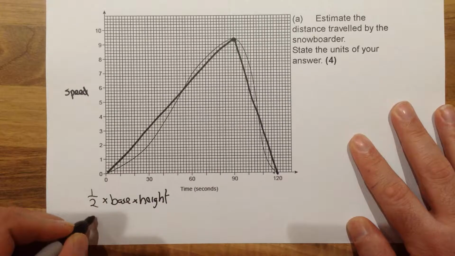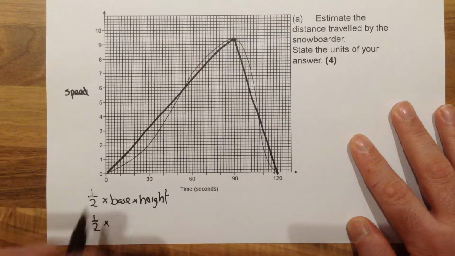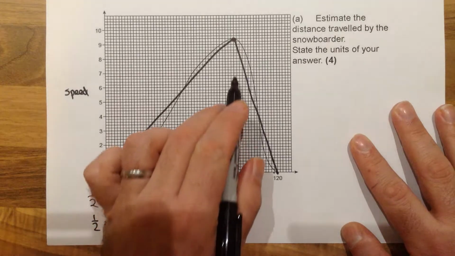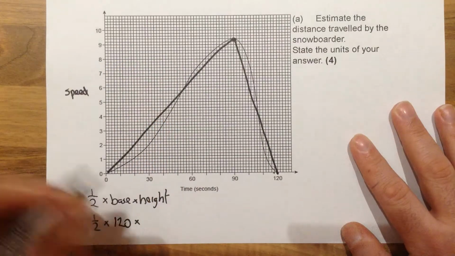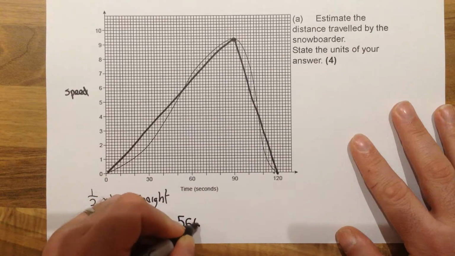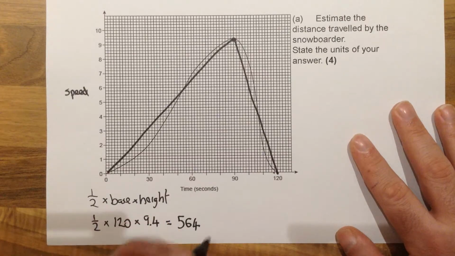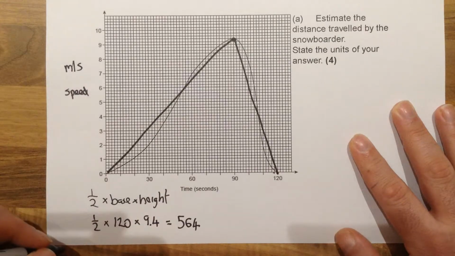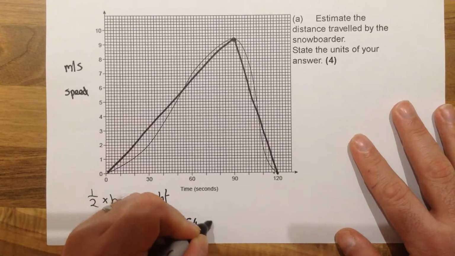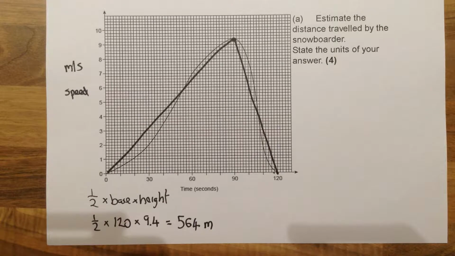So in this example, we would have to do half times base, which simply goes from 0 to 120, so that is 120 long, times by the height. Now the height of the highest point of this triangle, if we read off the graph, comes out as 9.4. So if you type that into your calculator, what you get is 564. So we would say that this is an estimate for the distance travelled. Now the speed was in meters per second, therefore the distance travelled would have to use meters, so we would say that it's 564 meters.